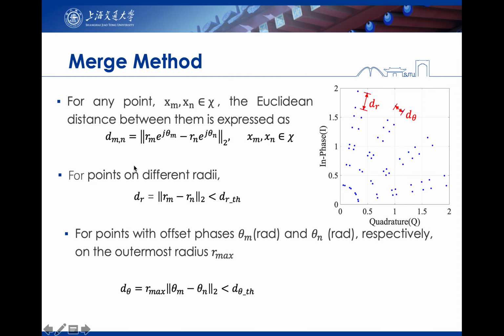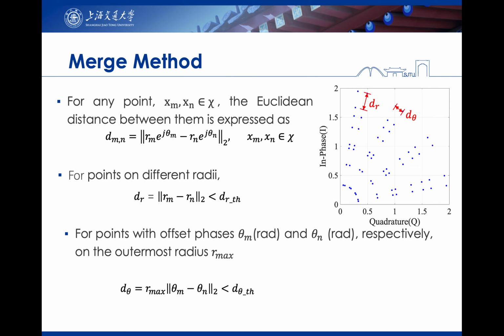For any point xn belongs to chi, the Euclidean distance between them is expressed as formula 1. For points on different radius, the distance must be lower than the limit. This limit, and for points with offset phases theta m and theta n respectively, on the outermost radius are max, the phases must satisfy this formula.